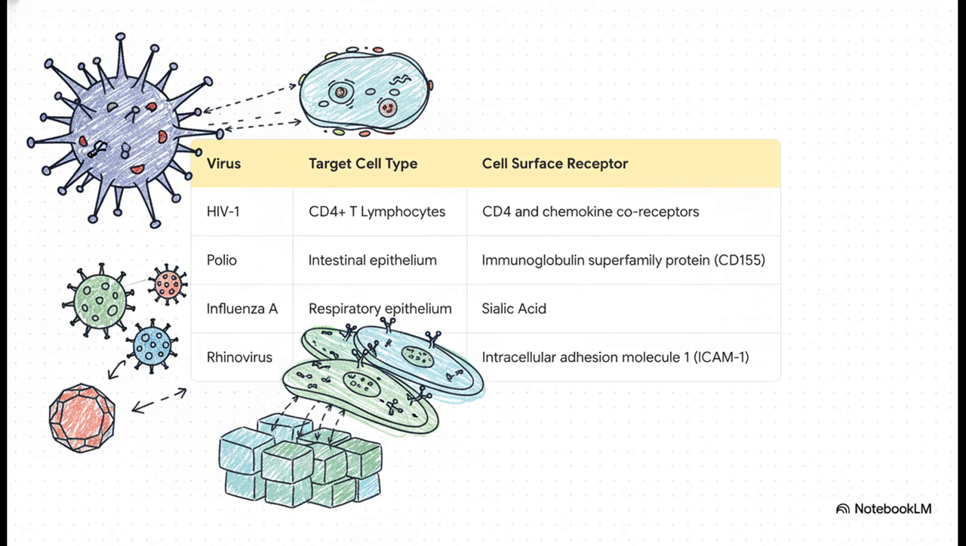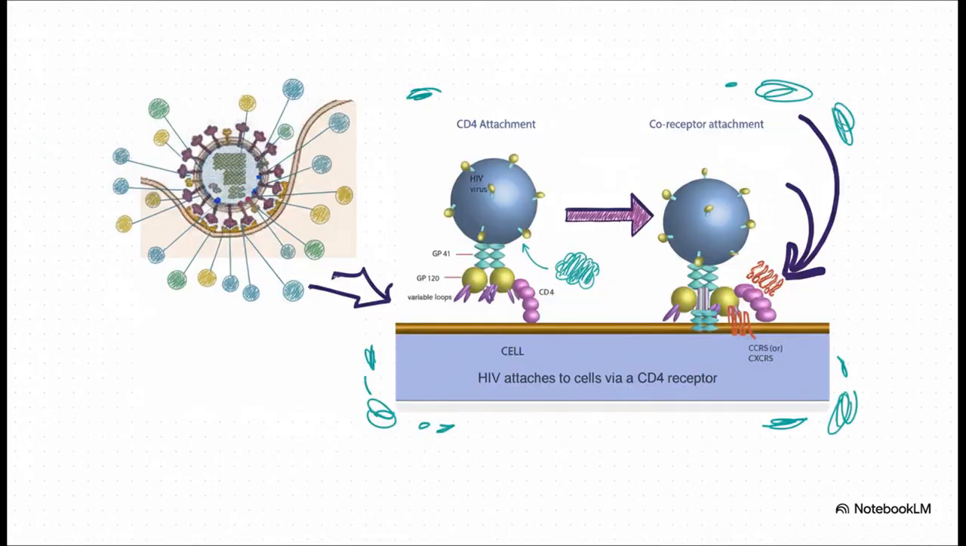Look at HIV-1. It's going specifically for CD4 positive T cells, and it does that by binding to the CD4 receptor and some chemokine co-receptors. Influenza A, on the other hand, it's looking for sialic acid on your respiratory cells. Or rhinovirus, which causes the common cold, it uses ICAM1 on your nasal epithelium. What's the common theme here? In every single case, the virus is cleverly exploiting proteins that are already there, doing a normal job for the cell. And these attachment strategies can be pretty different in their complexity.